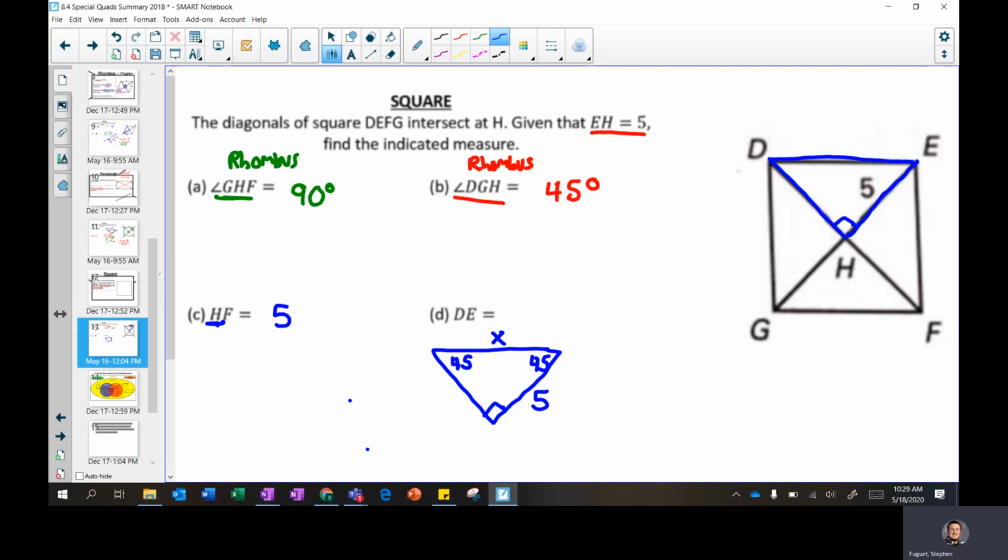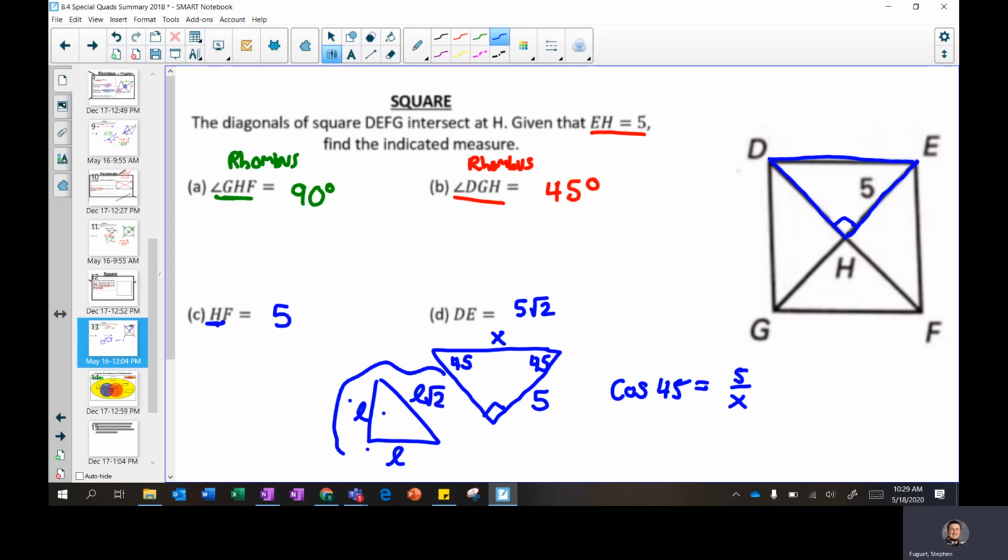Once again, you can either use trigonometry for this or we can use special right triangles. Either way that you do it, if you did cosine of 45 equals 5 over X, or if we knew that this is 5, then we know that the x has to be 5 root 2. And again, reminder, a 45, 45, 90 triangle will always be in the ratio of L, L, and L root 2. So that's how I'm actually getting that answer to being 5 root 2. You could also have given a decimal approximation for it as well.